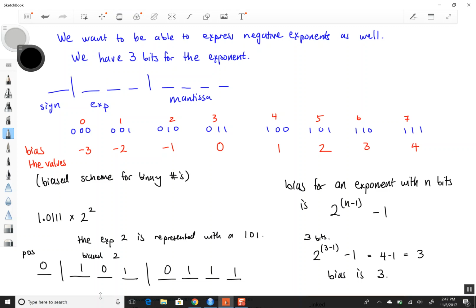So if you have x times 2 to the 0, you're going to represent 1023 in binary and put that in there, and that allows you to have an exponent of up to 2 to the 1023. Okay, is this okay?